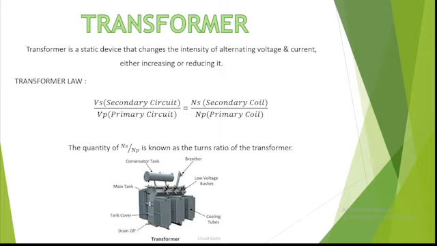Now we will understand the transformer law. Here we can see the formula for the transformer law of voltage. V is for voltage, N is for number of turns. The voltage of the secondary circuit divided by the voltage of the primary circuit is equal to the number of turns on the secondary coil divided by the number of turns on the primary coil. In short, it states that the change in current is inversely proportional to the ratio of the number of turns in the primary coil to the number of turns in the secondary coil. Also, if voltage is doubled, current is halved. The number of turns on the secondary coil upon the number of turns on the primary coil is known as the turns ratio of the transformer.